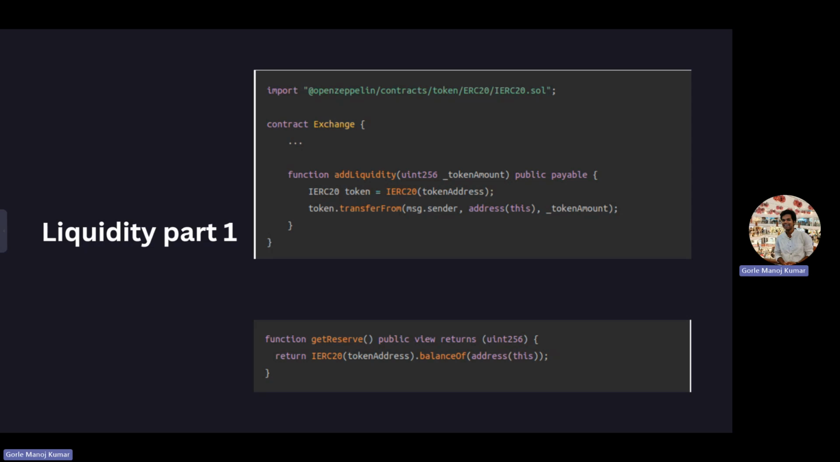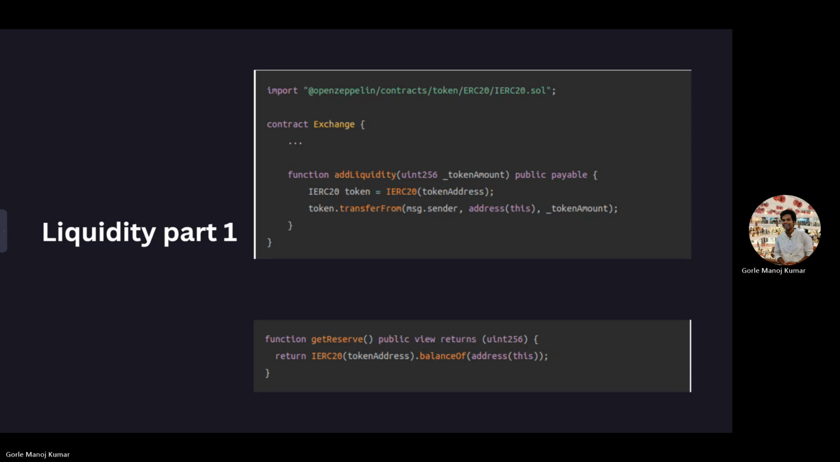It needs a variable, we'll address it later. And the token address, simple as that. Okay. So we create an interface with the token. Now, what we do is we transfer from, it's quite readable actually, transfer from sender to this address, this much amount.